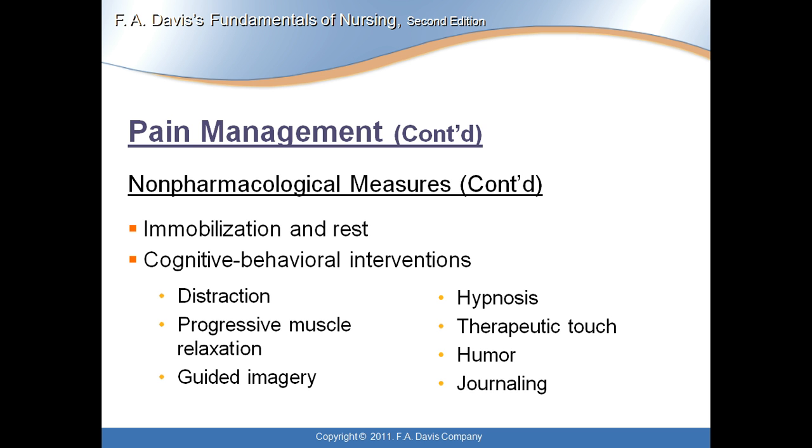Cognitive behavioral interventions include distraction, muscle relaxation, guided imagery, hypnosis, therapeutic touch, humor, and journaling. Whatever you can do to get their mind off of their pain tends to eliminate some of that pain. When you're alert and oriented, laying in a bed, staring at four walls, watching crappy TV, you have nothing better to do but think about your pain. So if you can do some of these things, a lot of times their pain will not necessarily go away, but just become lessened.